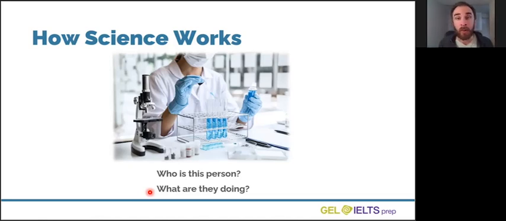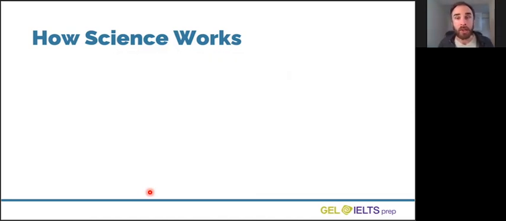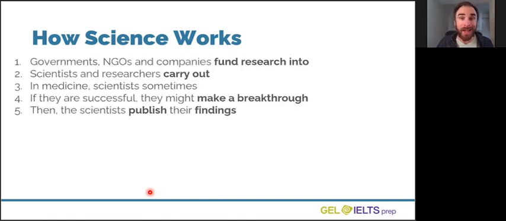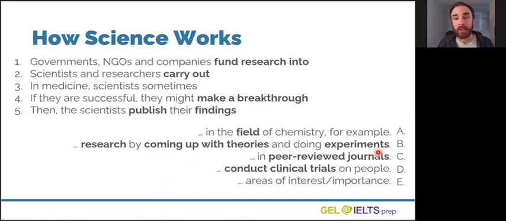Let's think a little bit more about some of the activities which scientists do. I'm going to show you 5 beginnings of sentences and 5 endings of sentences. So this is the first half of the sentence, and this is the second half of the sentence. Let's decide which of these match. So, number 1.